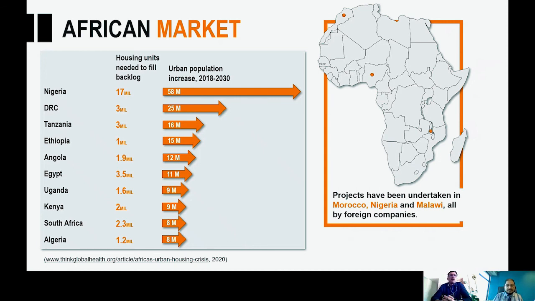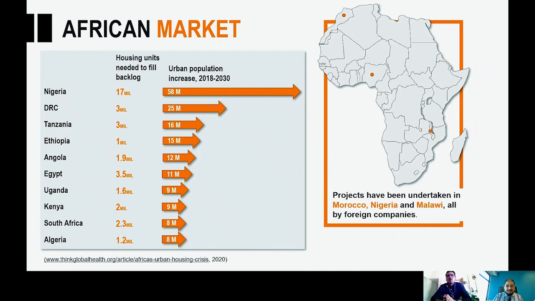However, if we look at the housing units needed to fill the current backlog in the top 10 countries that have the biggest housing crisis at the moment, there's 17 million houses needed in Nigeria, and the urban population is expected to increase by 58 million by 2030. And this is synonymous for the DRC, Tanzania, Ethiopia, and then even South Africa. We have a housing backlog of 2.3 million units and an expected urban population increase of 8 million. 8 million, I see that.